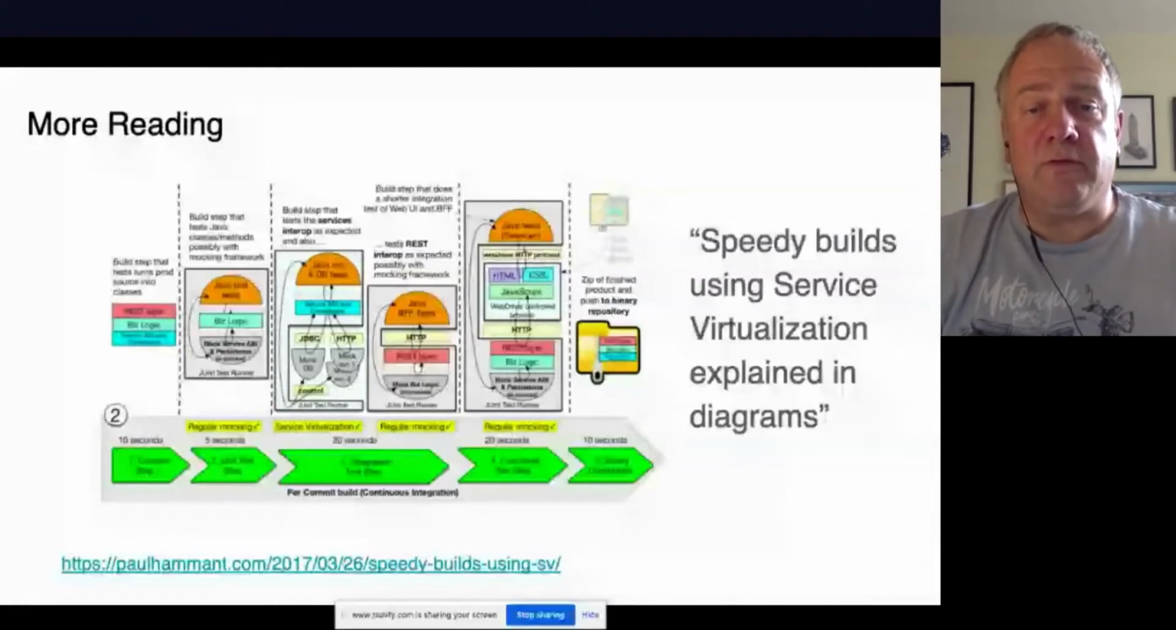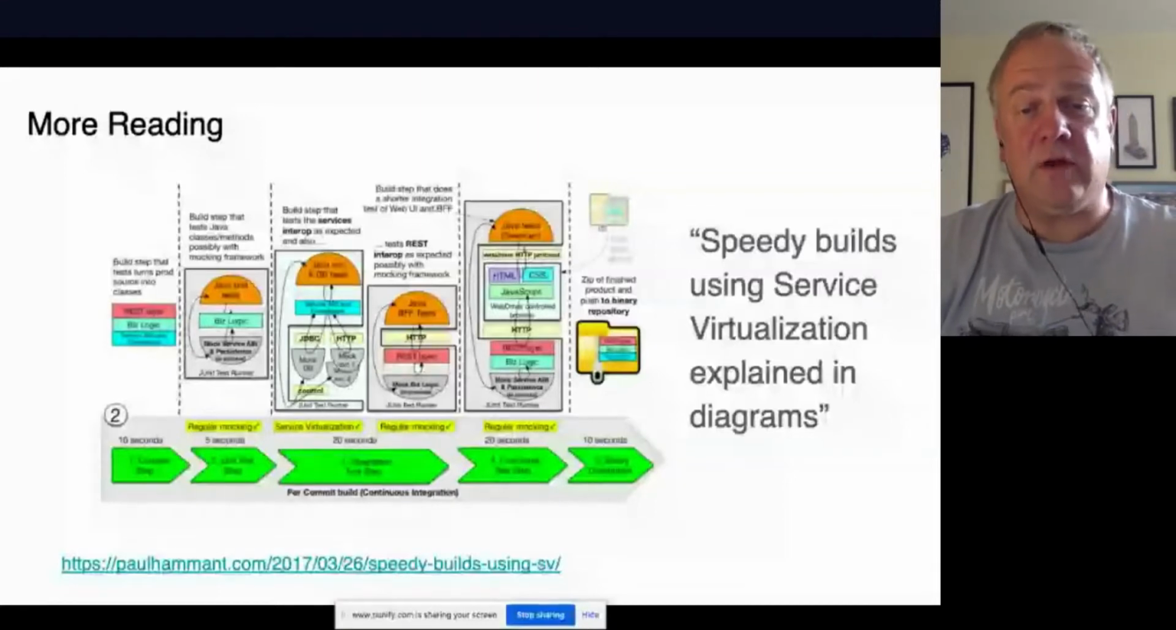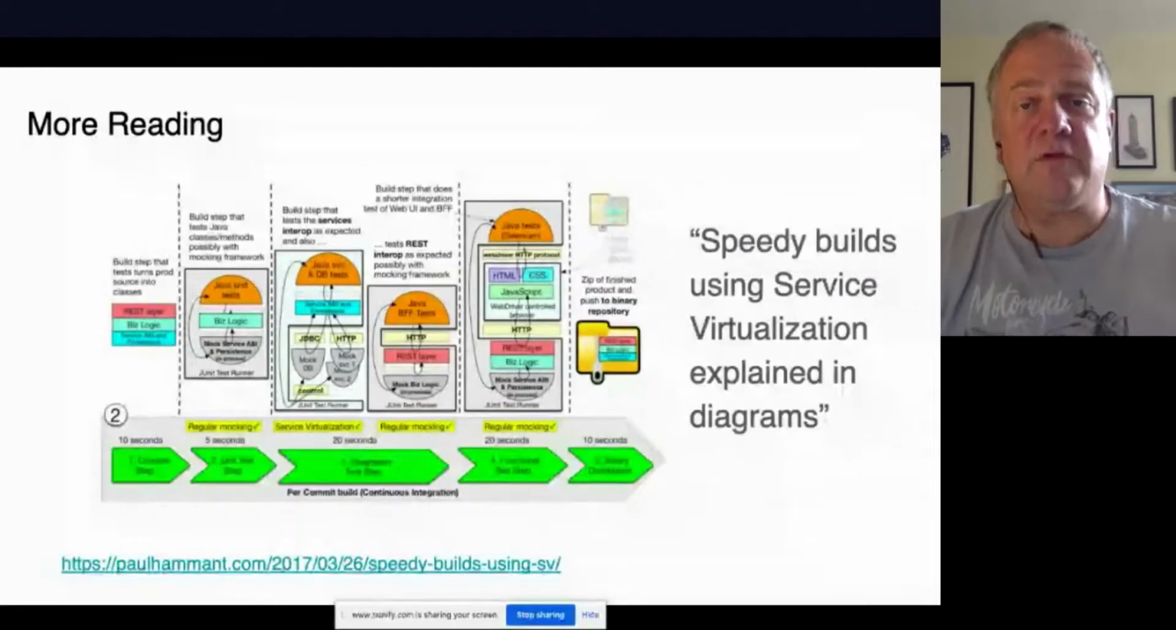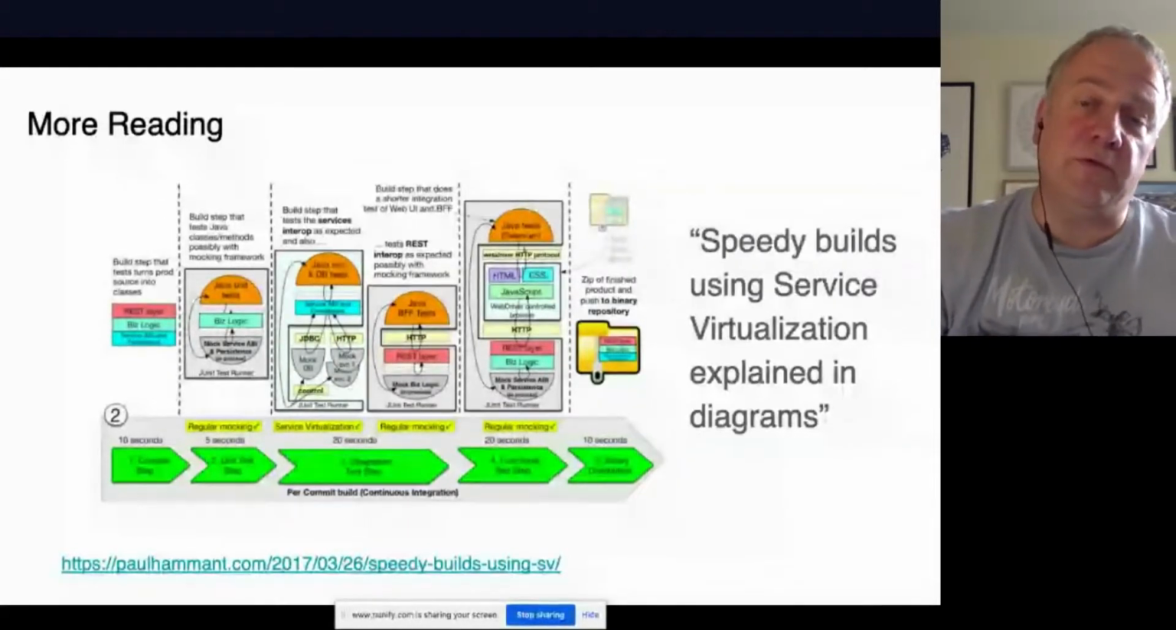So this will take you off to a blog entry which has loads of pictures like this, and you can see at the bottom we've got again our compile, unit test, integration test, functional test, binary distribution thing where I'm stylizing some processes and some interactions for people that are 100% technical.